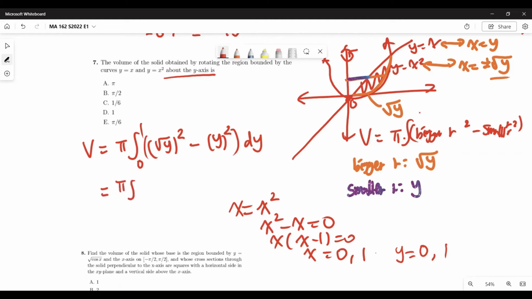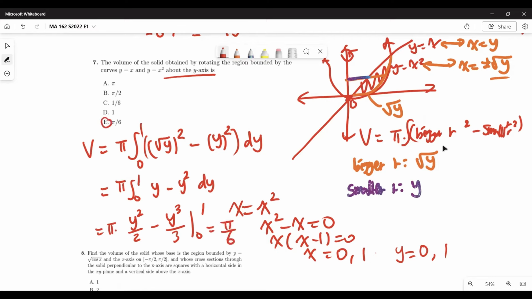So pi, 0 to 1, (y minus y squared) dy. This just becomes y squared over 2 minus y cubed over 3, from 0 to 1, multiplied by pi. So if you do the calculation, this just becomes pi over 6, and the answer is E.